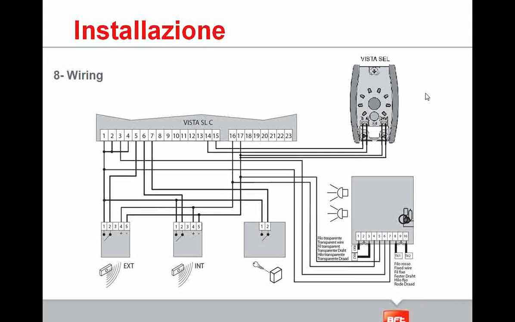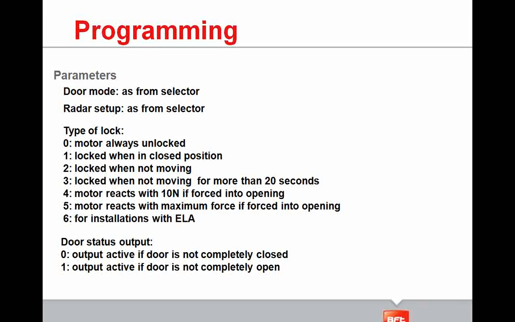For example, if you want to leave it always open or closed. Then you can also select if you want to activate only the internal radar, the external radar, or all through the radar. Some parameters for the programming are these. As I already told you, for example, the door mode you can choose from the selector or also from the control board if you want. The radar setup is the same.